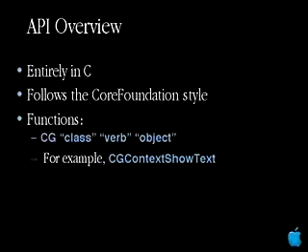So there's CG, the prefix. Everything starts with CG so that you don't get the namespace pollution you do in other frameworks. There's the class, and I use that pretty loosely. I don't mean that in an object-oriented sense. I mean that as sort of the collection of common functions that this function belongs to. And then a verb and an object. So do something to something. Here's an example, CGContextShowText, show some text in a context. And we'll get into that a little bit more down the road.